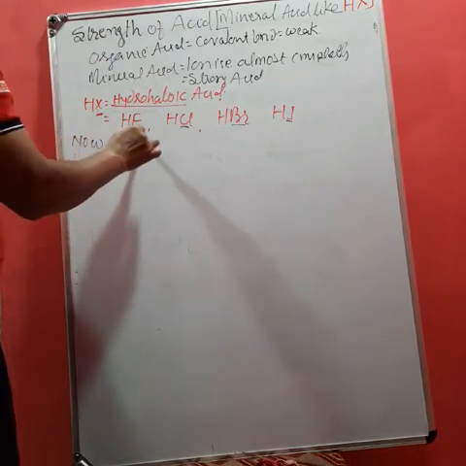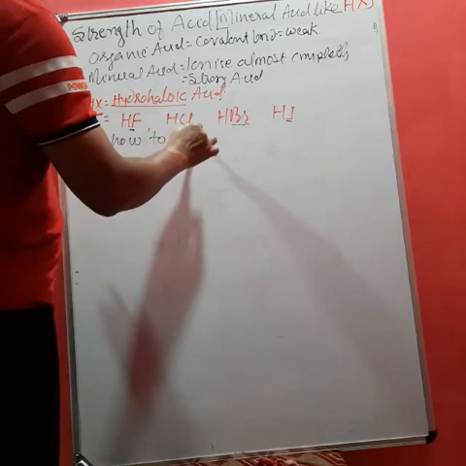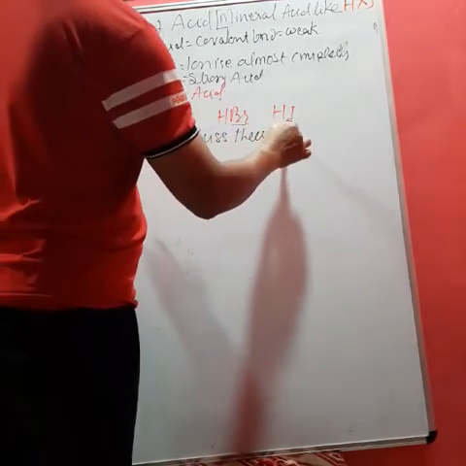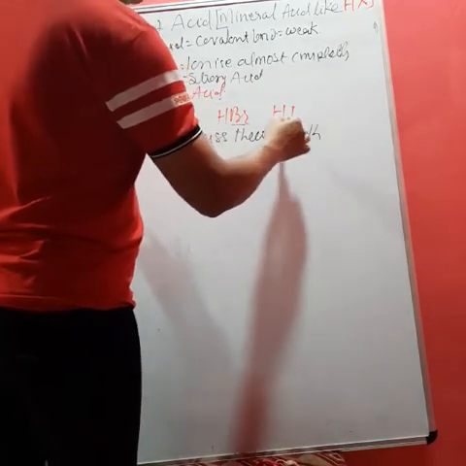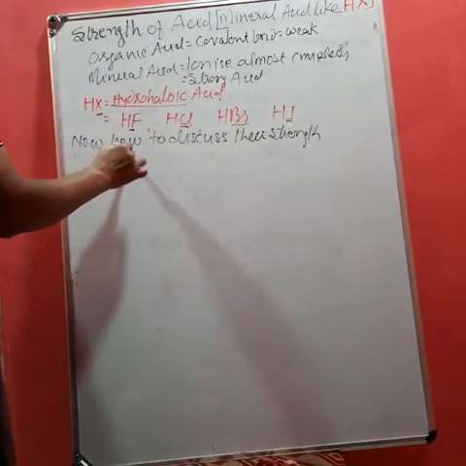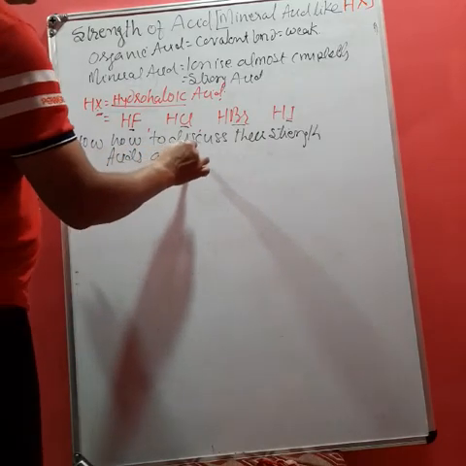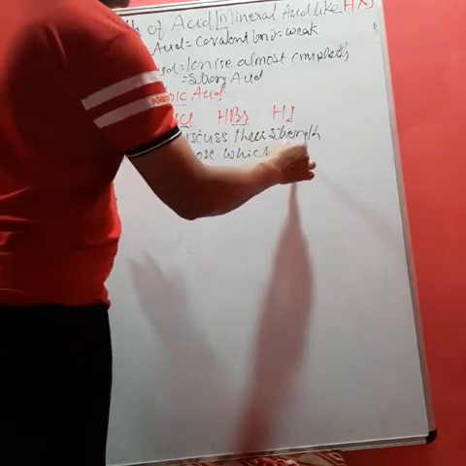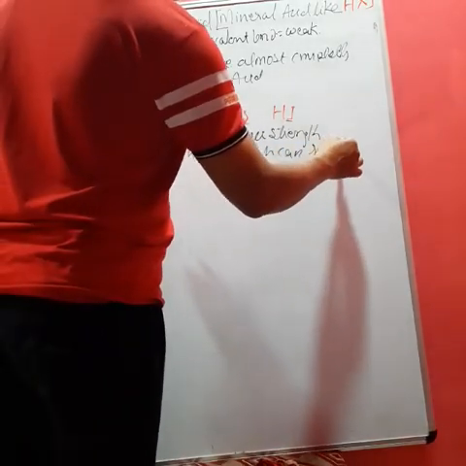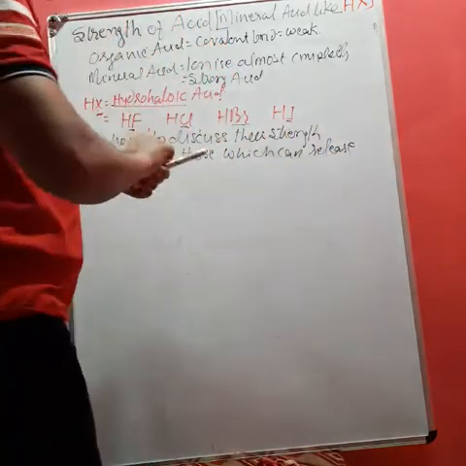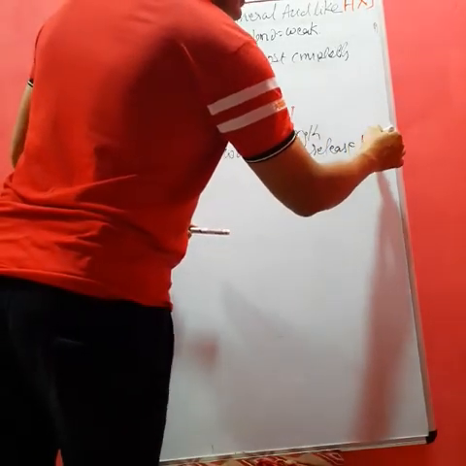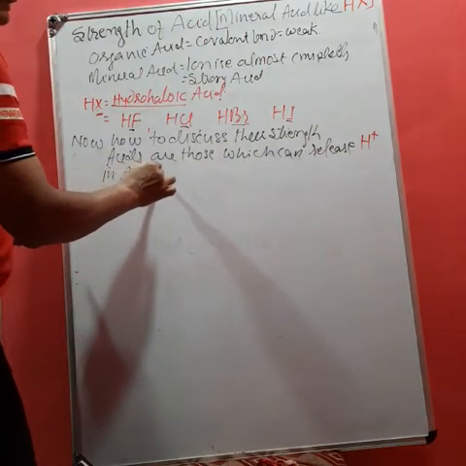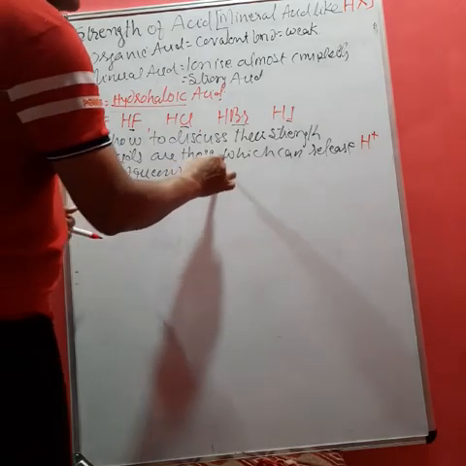Now, how to discuss their strength. So we know that acids are those which can release what, beta? Which can release what? H cation in aqueous solution. What? H cation in aqueous solution. Is that it?